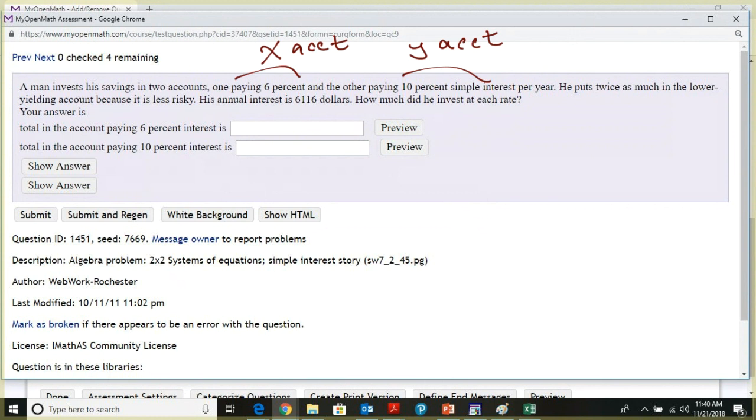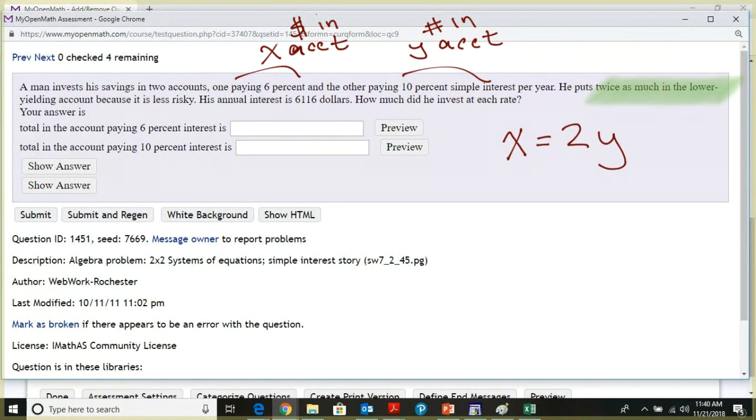But this is actually going to represent the money, not dollar. I said money and then I put a number sign. So this is the money in that account. This is going to represent the money in the other account. So it says he puts twice as much in the lower yielding account because it's less risky. So whatever X is the less risky one, it's twice what he put into Y. Okay, so Y is the more risky one. So let's say he put 10 bucks in there.